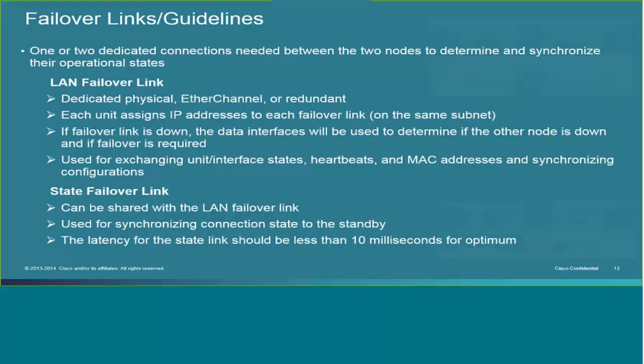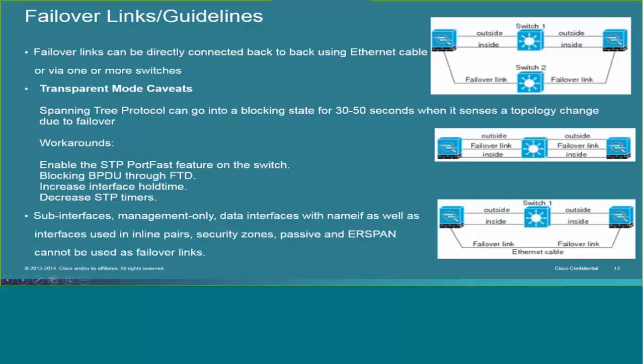Now if you see the diagram on the right-hand side, starting from the top, these are all possible deployments that you could have. You could have the failover link going through a separate switch. You could have the failover link going through the same switch as your outside and inside interfaces, or you could have the failover link connected back to back between both the FTDs. In my lab, it is connected back to back.